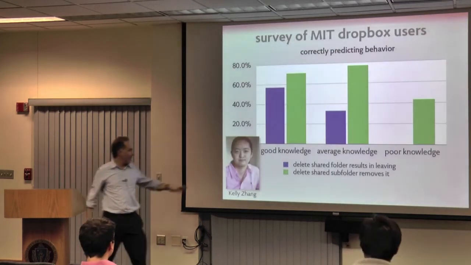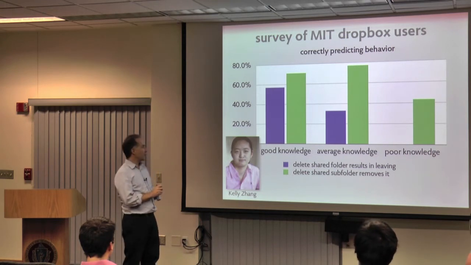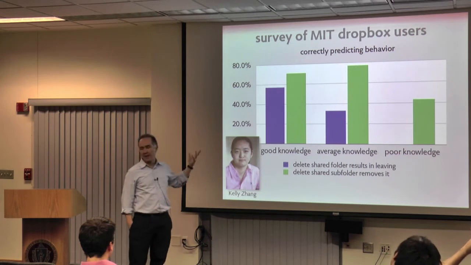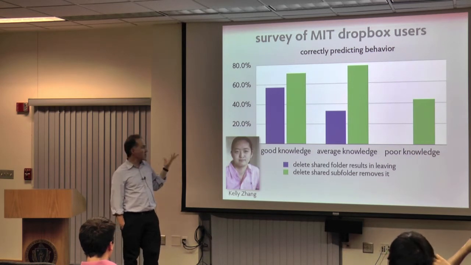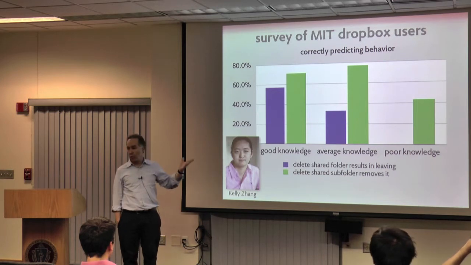So I had an undergraduate researcher, Kelly Zhang, and she did a little survey amongst 50 or so MIT undergraduates. And she asked them to self-classify according to their knowledge of Dropbox. And then for these two scenarios, basically to explain what happened. And you can see that very few of them actually knew. Certainly the ones who admitted they had poor knowledge.